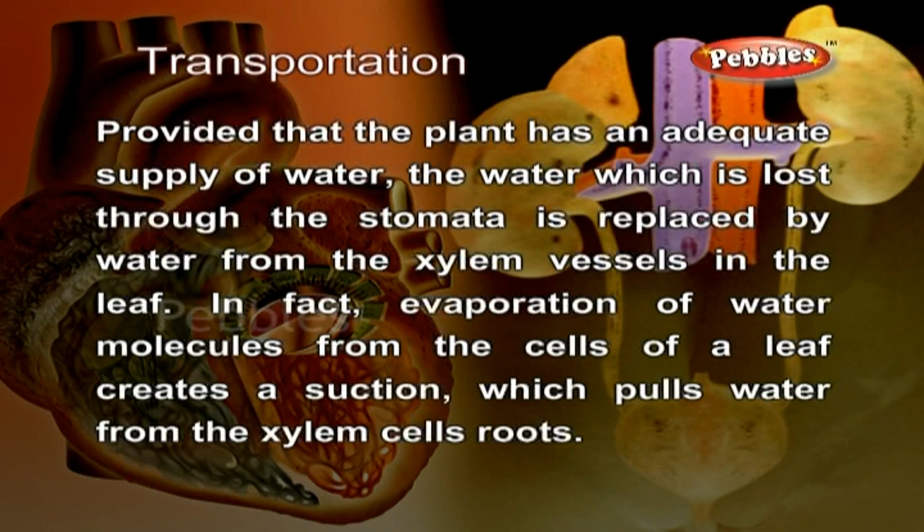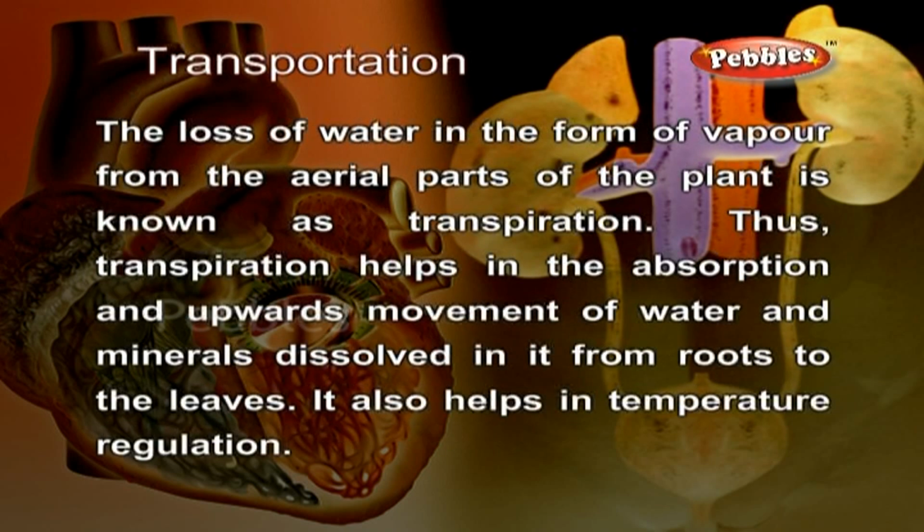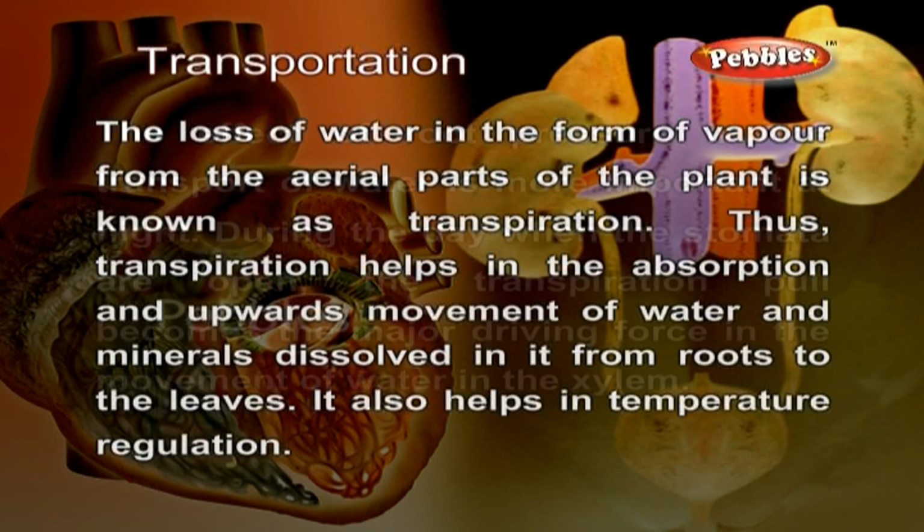Provided that the plant has an adequate supply of water, the water which is lost through the stomata is replaced by water from the xylem vessels in the leaf. In fact, evaporation of water molecules from the cells of a leaf creates a suction which pulls water from the xylem cells in the roots. The loss of water in the form of vapor from the aerial parts of the plant is known as transpiration. Thus, transpiration helps in the absorption and upward movement of water and minerals dissolved in it from roots to the leaves. It also helps in temperature regulation.